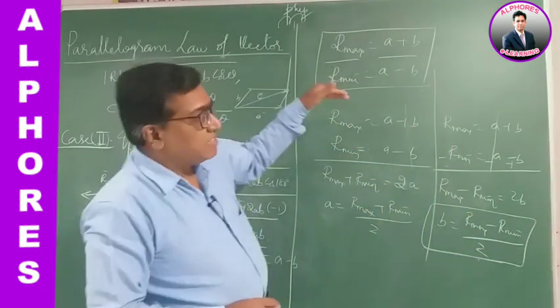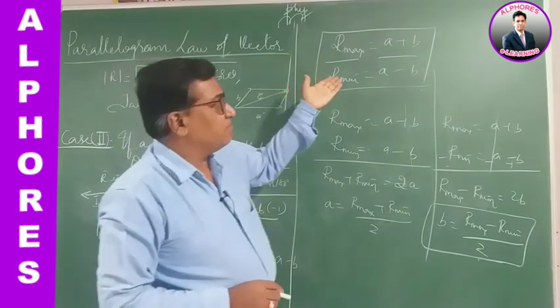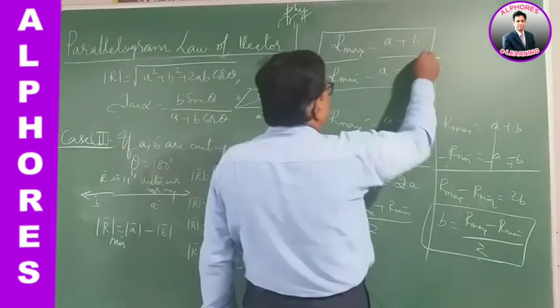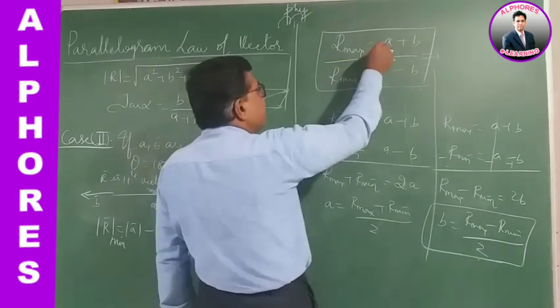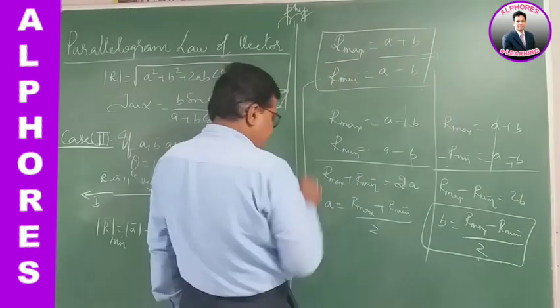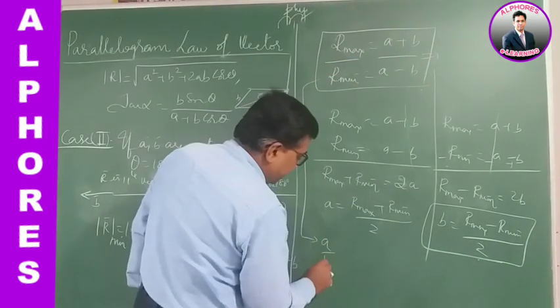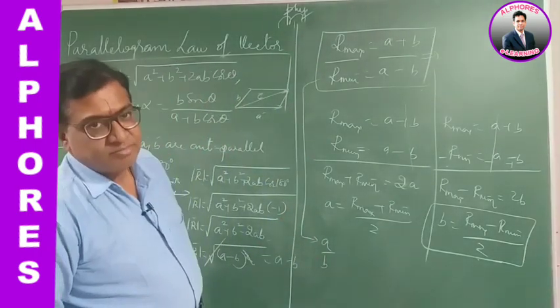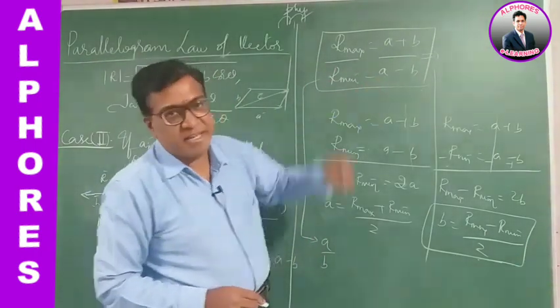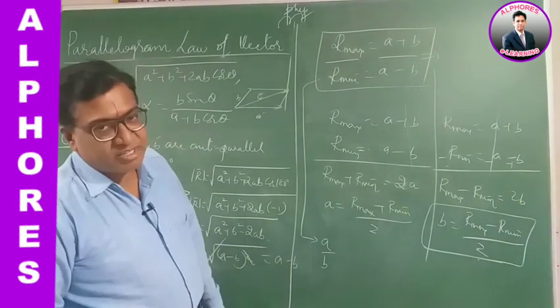When maximum and minimum resultants are given, you can find out the vectors. Now from this also he is going to ask you: R max by R min is A plus B by A minus B, then what is A by B? R max by R min is A plus B by A minus B, and he will ask you to find out what is A by B.